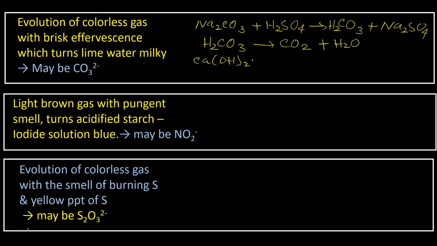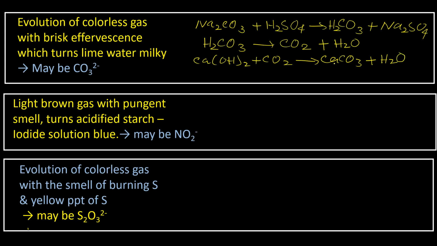You pass this gas to lime water, then what happens? It will become milky, turbidity will form. Why? Because here calcium carbonate is formed. It is just an acid-base reaction. Carbon dioxide is an acidic oxide. So calcium carbonate plus water.